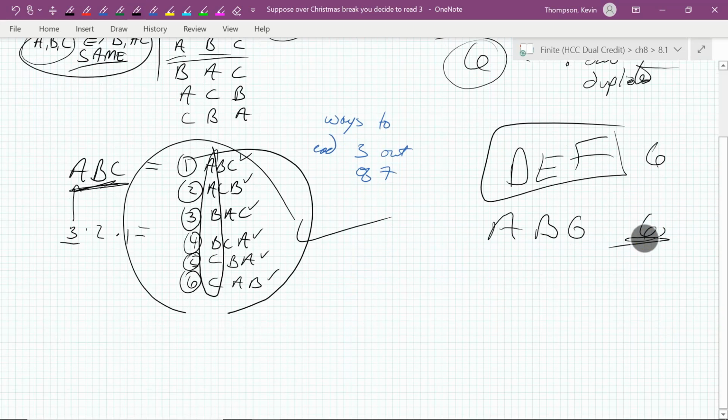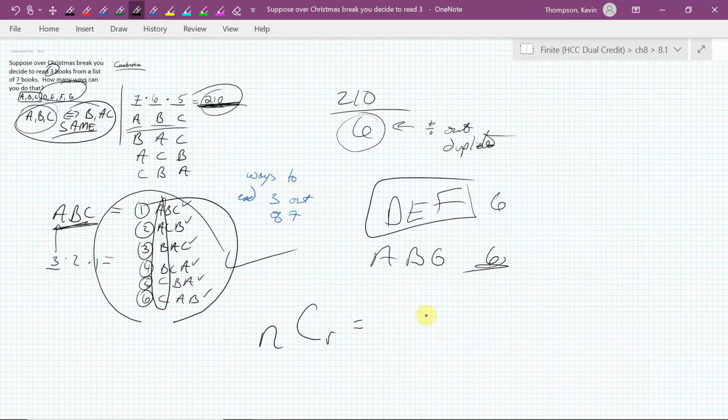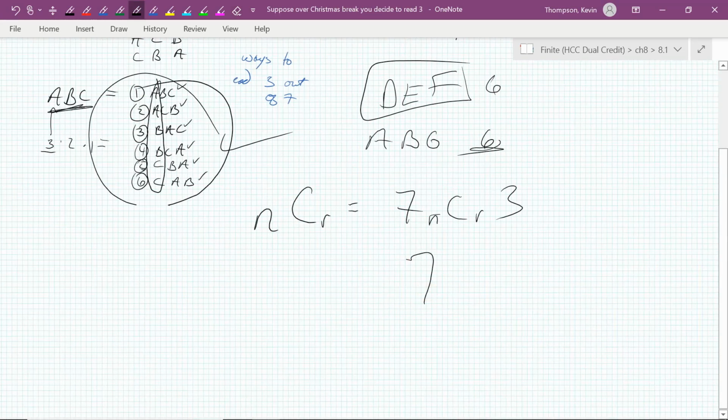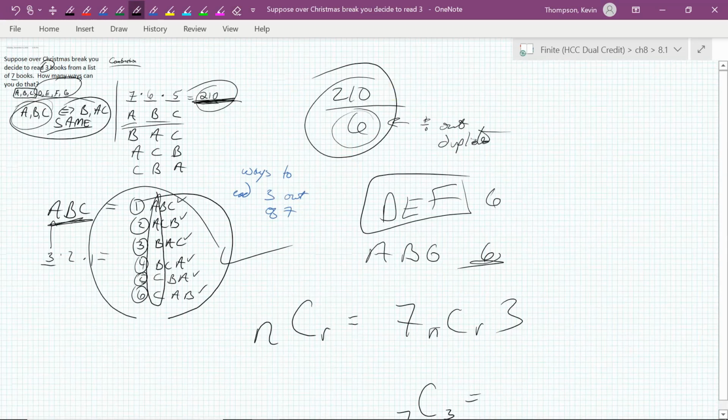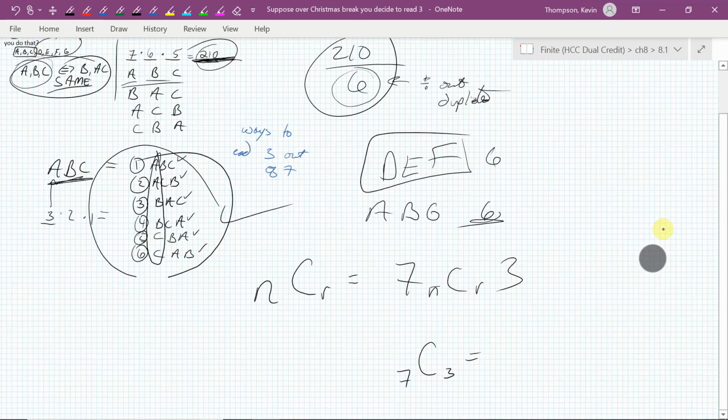Now, your calculator can actually do this. If you go back to that probability menu, you should see an nCr. For this question, we have 7 books, so it would be 7 nCr 3, or 7 combination 3. And it should give you this answer, 210 divided by 6. So 35.